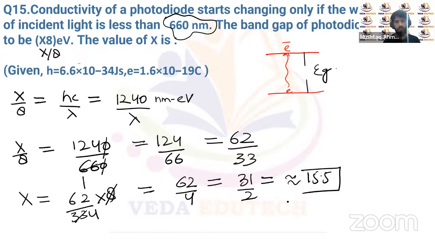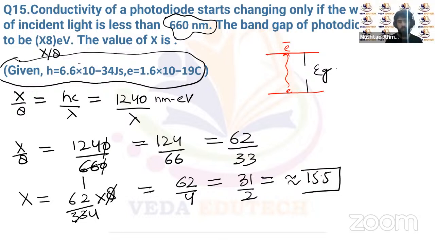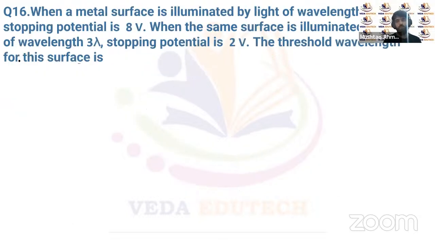So this is how we can calculate it. Or if you want to calculate the exact value of x, then you have to use all these given values here to calculate the exact value of x. Take the value of h equal to 6.6, and the charge of the electron as 1.6. Now let's move on to question number 16.